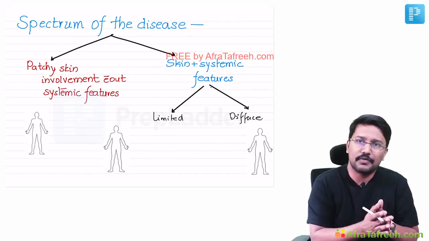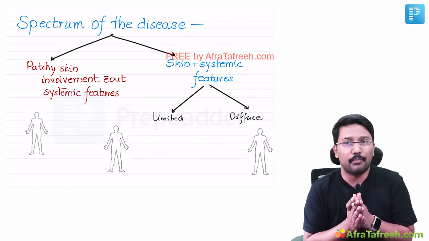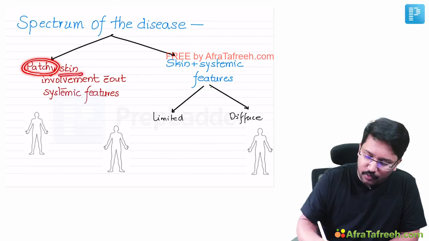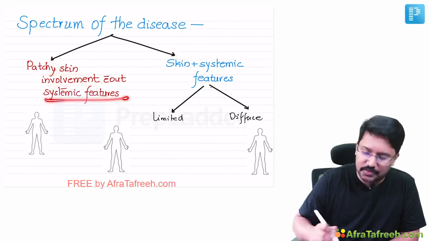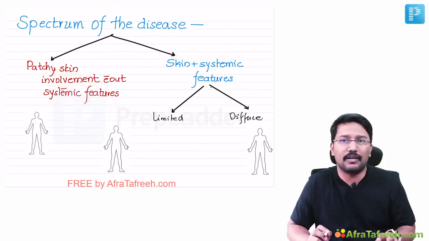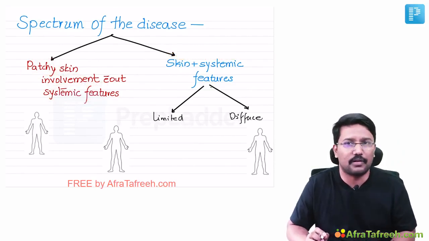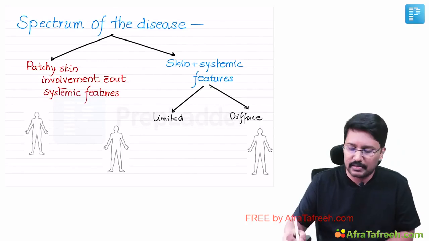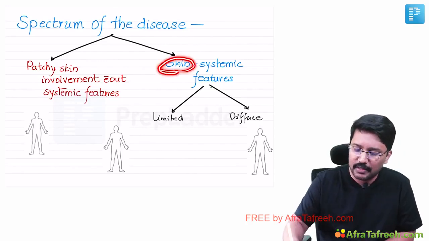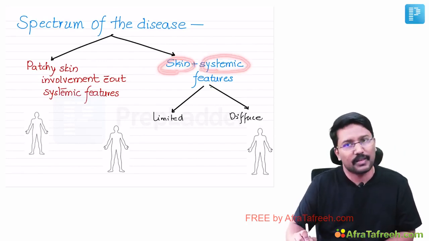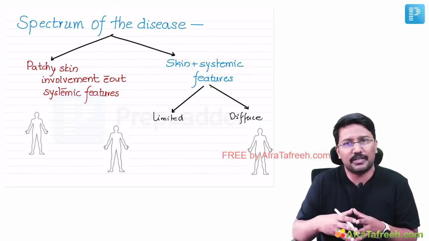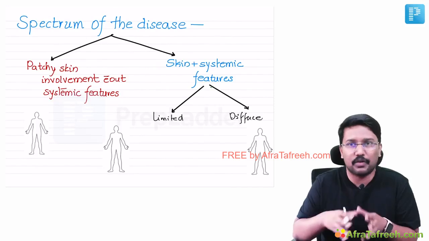On the very mild end of the disease, we have something known as morphea. What is morphea? In morphea, there is patchy skin involvement without systemic features. So internal organ involvement or systemic manifestations are not there. Classically, we don't call it systemic sclerosis. We call something systemic sclerosis when there is skin involvement and there are systemic features. But this has a similar pathophysiological process, right? That is why we are discussing it as part of the spectrum.